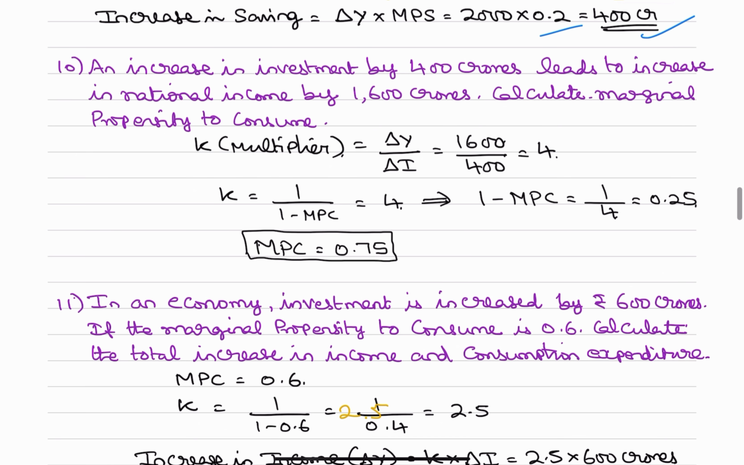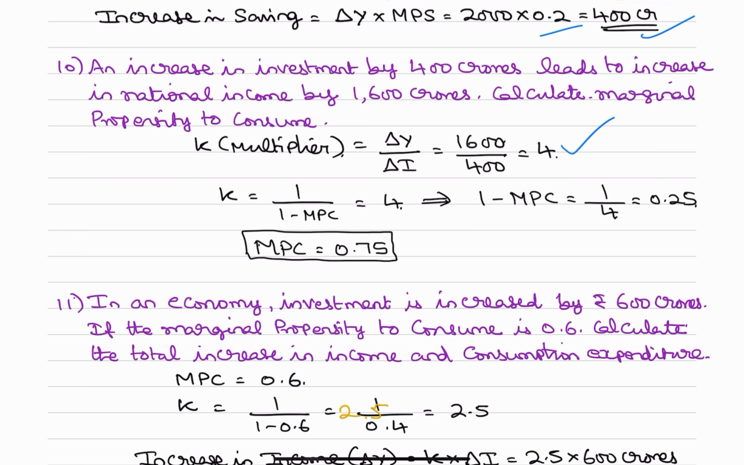10th one, an increase in investment by 400 crores leads to increase in national income by 1600 crores. Calculate marginal propensity to consume. To calculate marginal propensity to consume, first we have to calculate the value of the multiplier, that is change in income divided by change in investment. 1600 divided by 400, the value is 4.